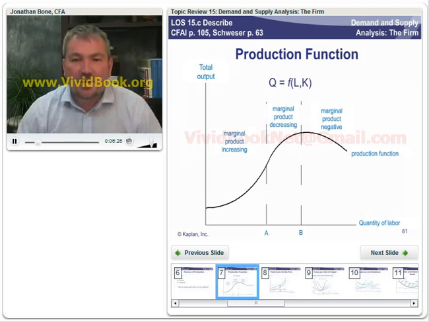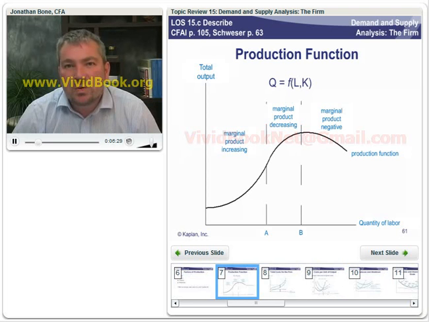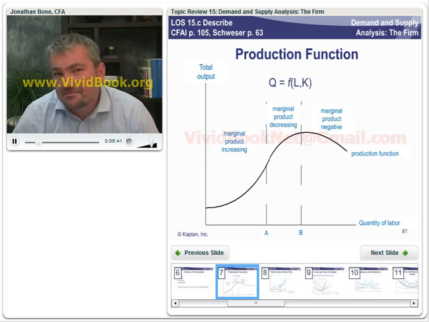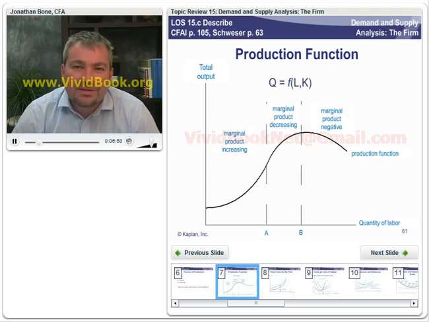Okay, so describing a production function, we're saying the quantity is a function of labour and capital. So we've got total output on our y-axis and we've got quantity of labour, so we're actually looking at a labour-based production function, on our x-axis. So notice, first of all, we've got increasing marginal product. Now let's talk about what that means. Marginal product is the additional output generated from employing one extra worker. So what we're saying is output is increasing at an accelerating rate as we employ extra workers in this area.